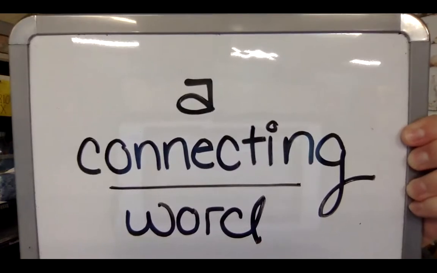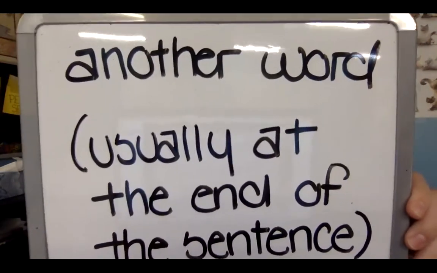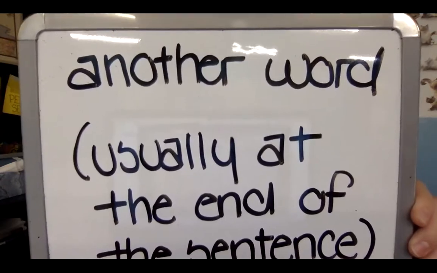But before we do that, I want to go over just a few general definitions to make sure you understand what a preposition is. So to put it as simply as possible, a preposition is a connecting word. It is connecting two other words in the sentence. One of those words is going to be a noun or a pronoun. And the preposition will connect that noun or pronoun to another word in the sentence. And that word is usually towards the end of the sentence.